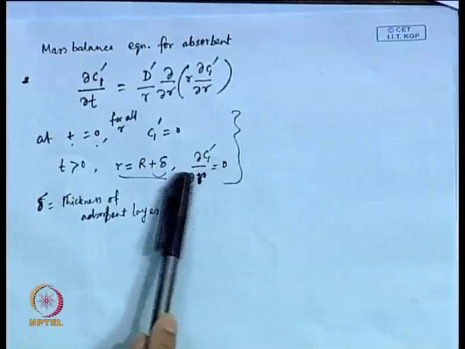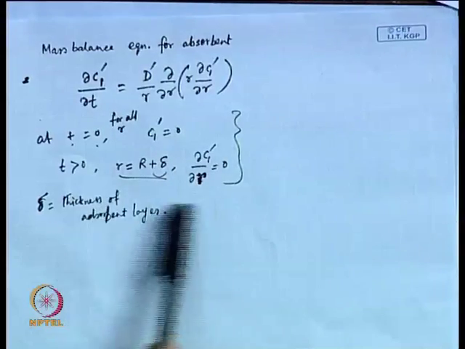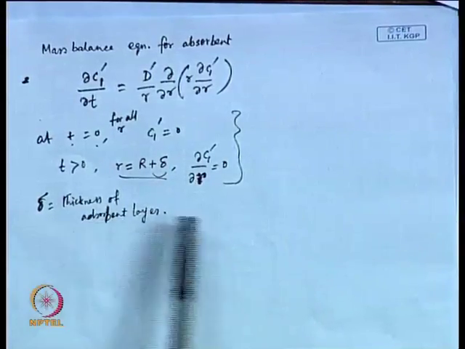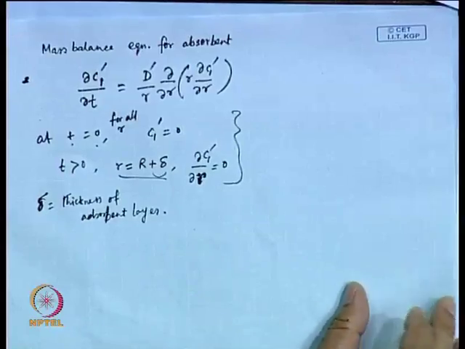So, this is del C1 prime by del R equal to 0. Delta is the thickness of the adsorbent layer. These are primarily the governing equations and various boundary conditions that you can have.